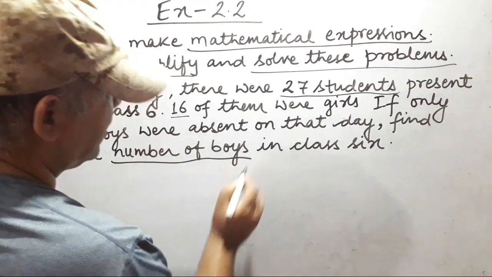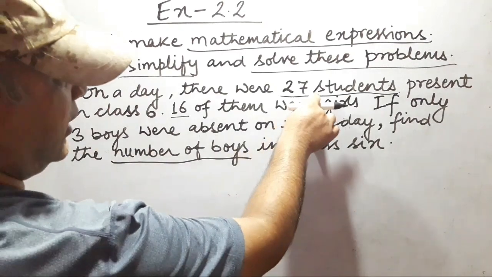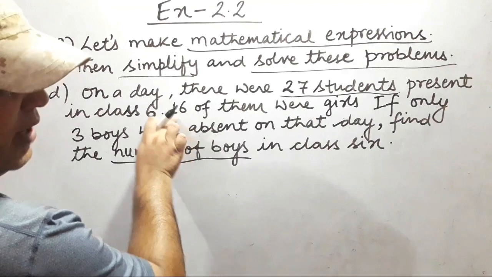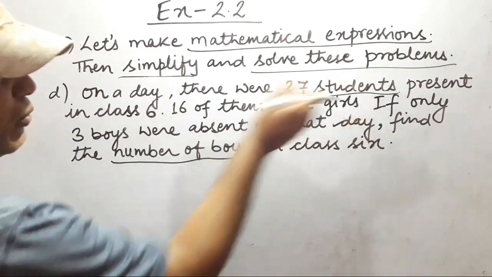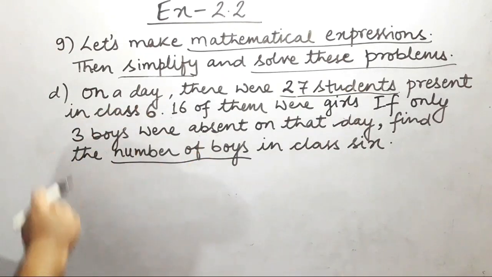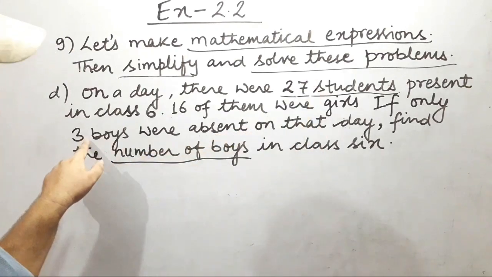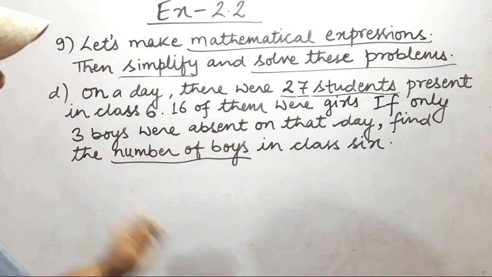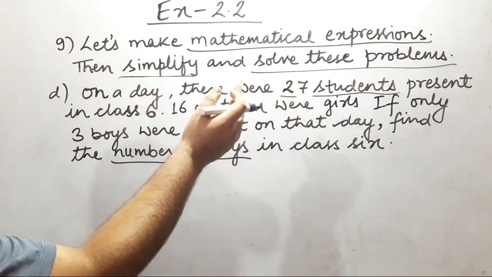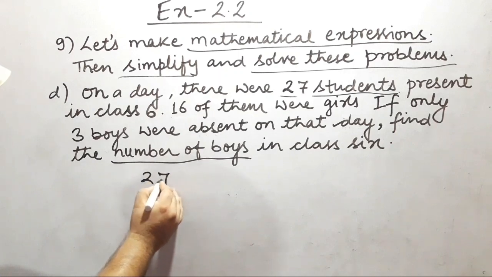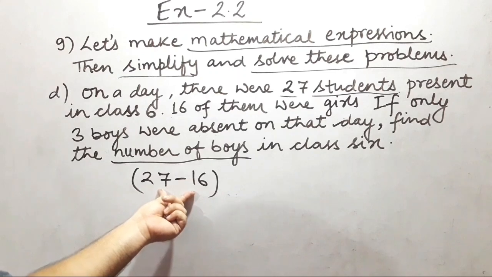We have to find out the number of boys. As we know, number of boys equals total students minus number of girls. So let's subtract. On the particular day, 27 students were the total in the class. Actually 27 is not the number of total students, since 3 boys were absent. But for the particular day, 27 students were total in class. So the number of boys on that day would be 27 minus 16.